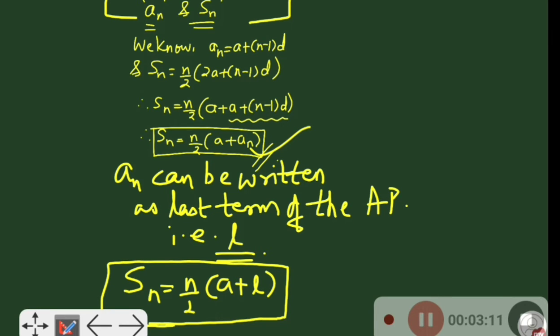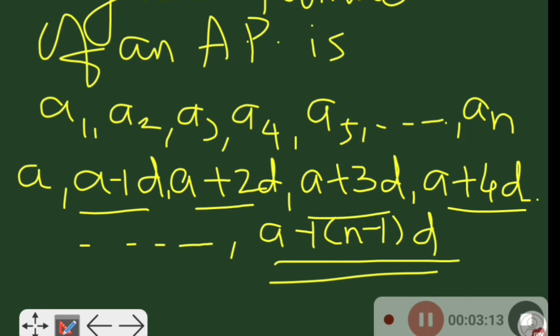Now the general form of an AP is a1, a2, a3, a4, a5 up to an. a1 can also be written as a, a2 can be written as a plus d, a3 can be written as a plus 2d, a4 can be written as a plus 3d, a5 can be written as a plus 4d, and so on. The nth term can be written as a plus n minus 1 into d. So this is the general form of an AP.